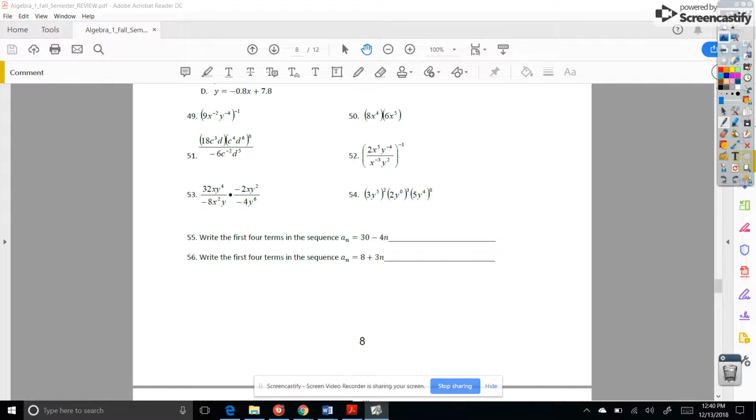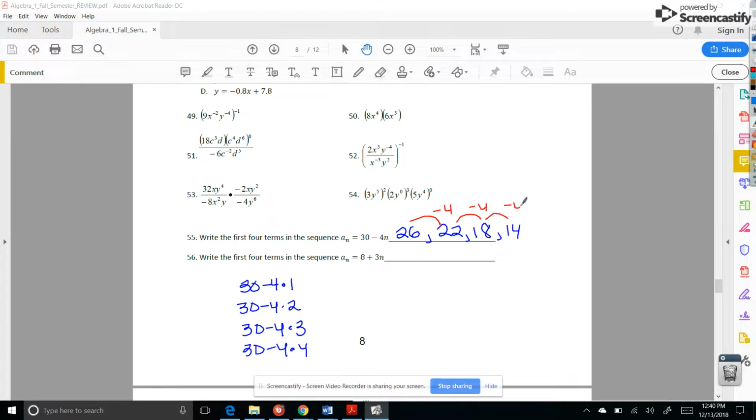Okay, write the first 4 terms in the sequence. So what I need to do is plug in the numbers 1, 2, 3, and 4. So 30 minus 4 times 1, that's 26. 30 minus 4 times 2, that's 22. 30 minus 4 times 3, that's 18. And 30 minus 4 times 4, that's 14. You'll notice that these are going down by 4 every time, and that's because the slope is -4.